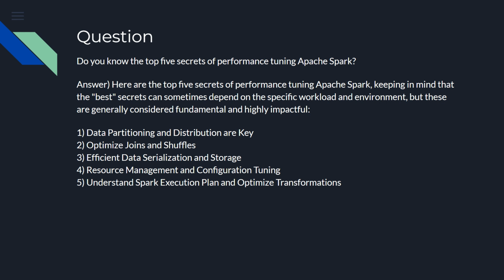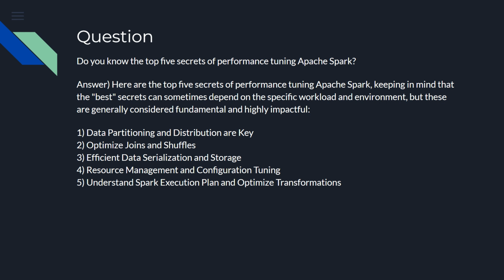Optimize transformations. Choose the right transformation for your need. For example, reduceByKey is generally more efficient than groupByKey for aggregation, as it performs pre-aggregation on the mapper side. Caching strategies. Cache intermediate data frames that are reused multiple times using the df.cache or df.persist functions. However, be mindful of the memory usage and unpersist data frames when they are no longer needed.